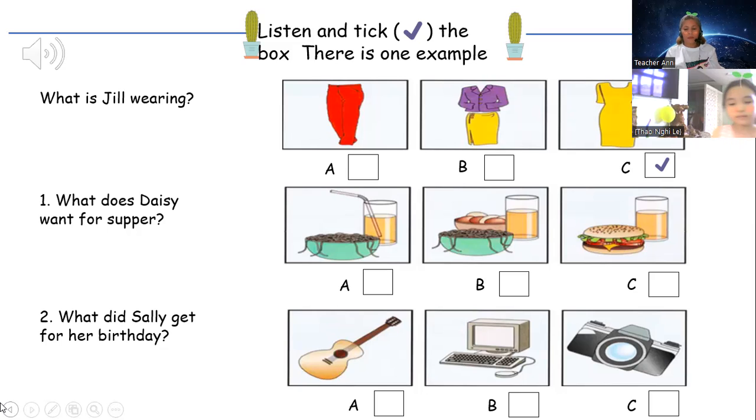1. What does Daisy want for supper? I'm hungry, Mum. What would you like for supper, Daisy? A burger? No, I had a burger at school today. Can I have some pasta? Yes, with some juice and bread. I'm thirsty, but I don't want any bread.